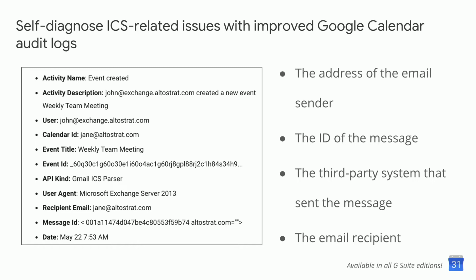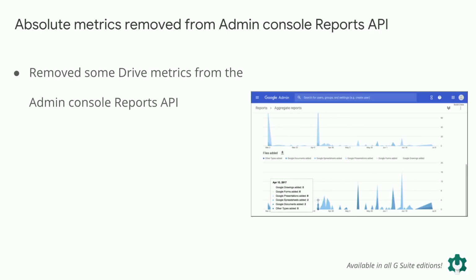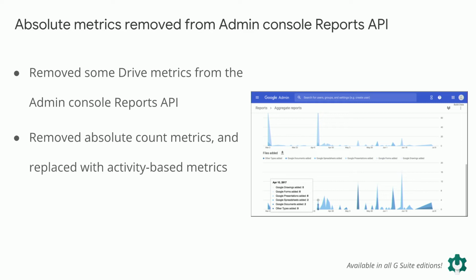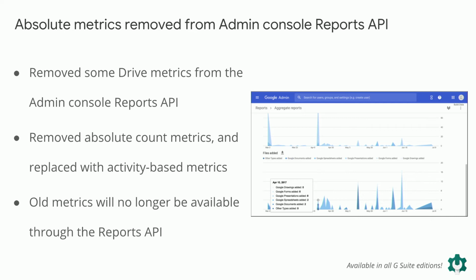You can view these audit logs in the admin console under Reports and Calendar. We removed some drive metrics from the admin console Reports API starting on May 29, 2018. Specifically, we are removing absolute count metrics, which have been replaced by activity-based metrics. This was announced a year ago, and the admin console user interface was updated in October. These old metrics will no longer be available through the Reports API.